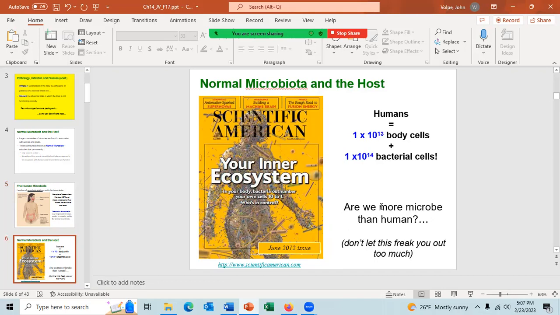humans have 1 times 10 to the 13th human cells in their body. And we have 1 times 10 to the 14th bacterial cells living in and on us as part of our normal microbiota. So this begs the question, are we more microbe than we are human? And don't let that freak you out too much, because the answer is, yeah, we are more microbe than we are human. That's partly because microbes are much smaller cells than human cells. Any question about that?